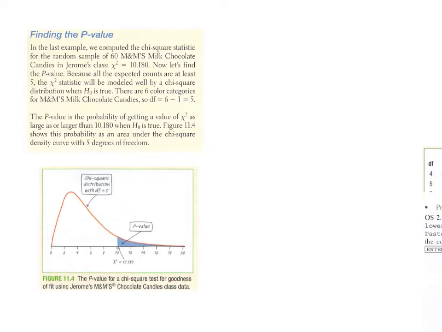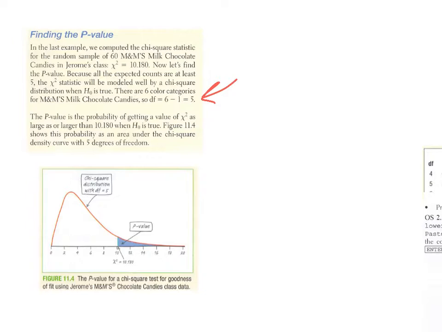All of our expected counts were at least 5, so my chi-square statistic will be modeled by the chi-square distribution, where the null hypothesis is true. Our degrees of freedom here are 6 minus 1, because there were 6 color categories. So 6 minus 1 equals 5. And the p-value is the probability. So again, when we're interpreting a p-value, it is a probability, same as it was before.